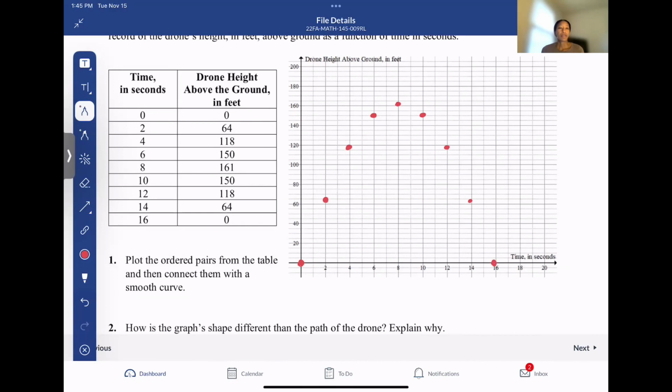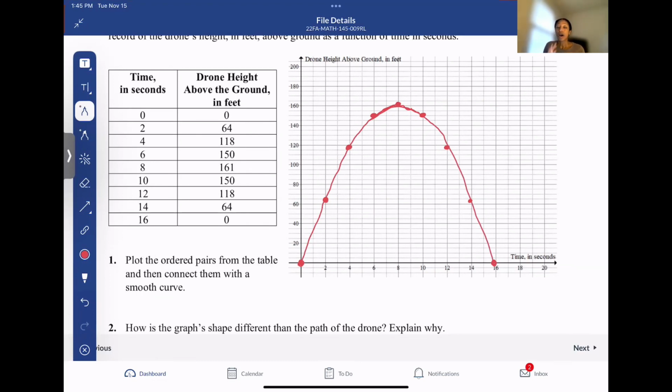So this graph that we get, it doesn't show us the path that the actual drone is going. The drone is going straight up 161 feet, and then it comes straight back down. But when we plot the height over time, we get this shape. When we connect the dots, let me calm my shaky hand and do a better job at connecting my dots. There we go. Boom. This is the graph we get.